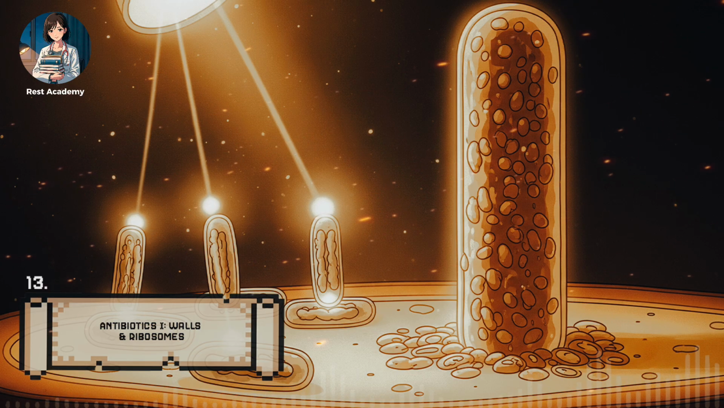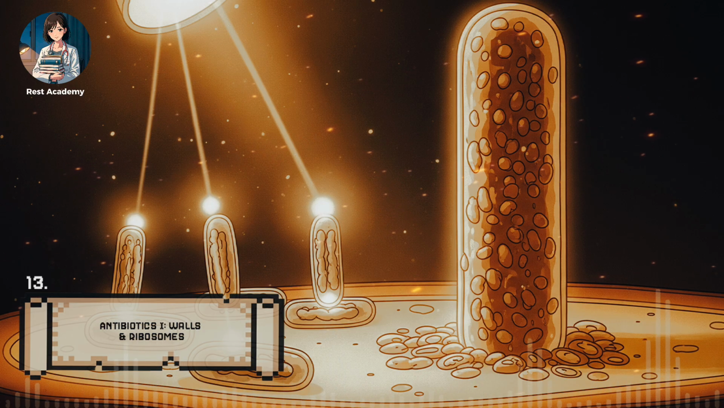Selectivity rests on two separations you already know. Bacteria build peptidoglycan cell walls that you lack, and they translate proteins on 70S ribosomes unlike your 80S ribosomes. Tonight you handle both realms, walls and ribosomes, and watch how that choice shapes speed, spectrum, and resistance. Begin at the wall with the beta-lactams, the socket set most often reached.